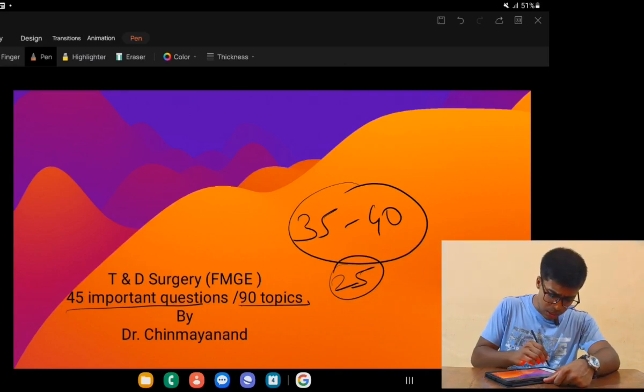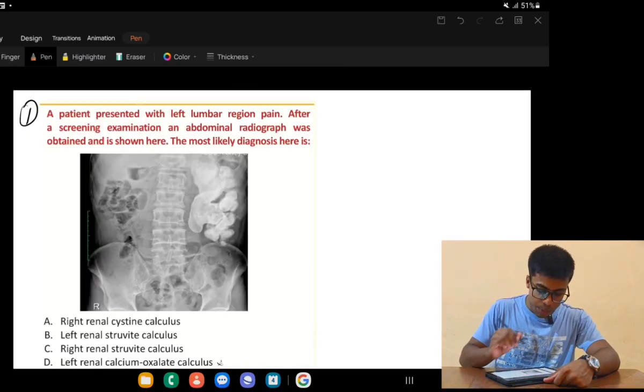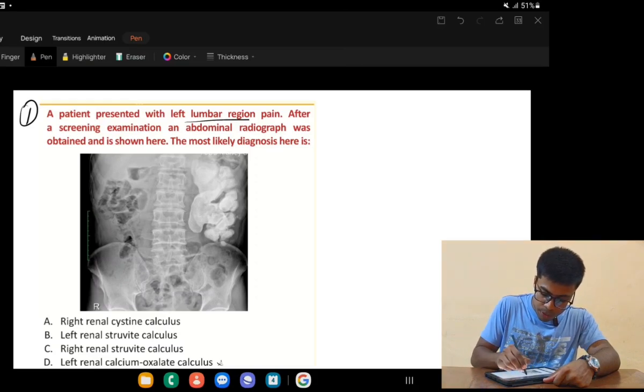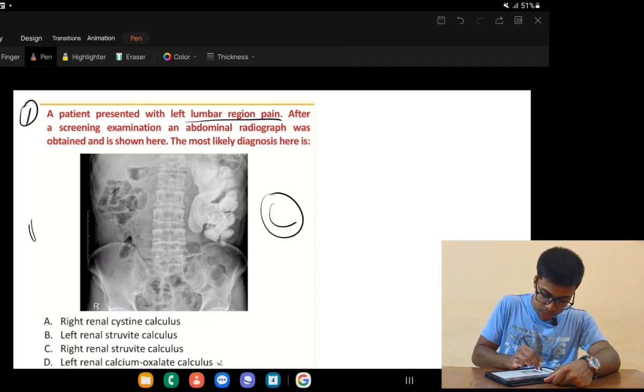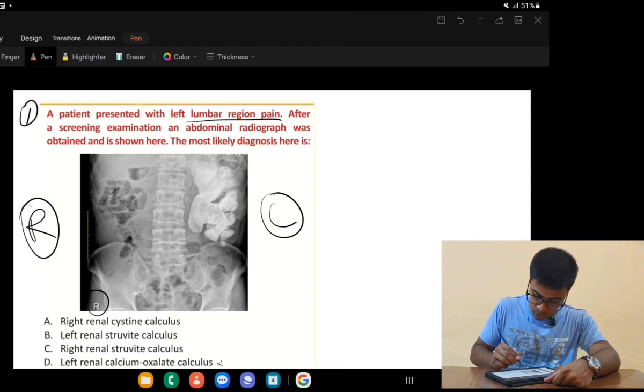So let's start. First, a patient presented with left lumbar region pain. After screening and examination, an abdominal radiograph was obtained, and the image is given. Most likely diagnosis here is? Firstly, we have to do the side determination whenever we see any X-ray or radiograph. In this image, this is left and this is right, and right is also marked on the image. So we just choose the left side.